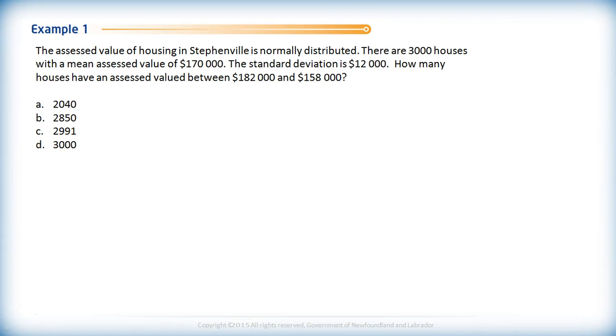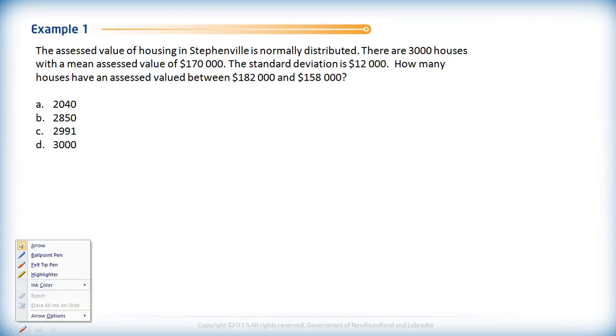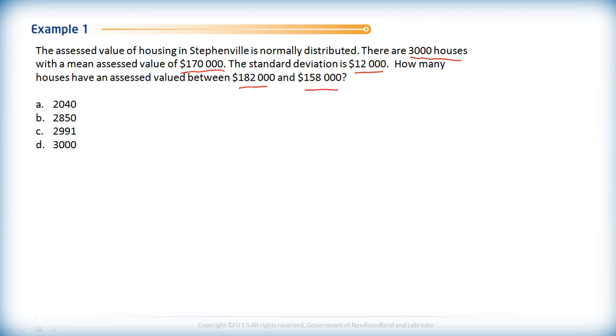Oh, everybody loves Stephenville, one of my favorite towns. It says the assessed value of housing in Stephenville is normally distributed. So we have a normal curve. There are 3,000 houses. That seems like a bit of an underestimate for Stephenville, but we'll take it. With a mean assessed value of 170 grand. The standard deviation is 12,000. How many houses have an assessed value between 182,000 and 158,000?